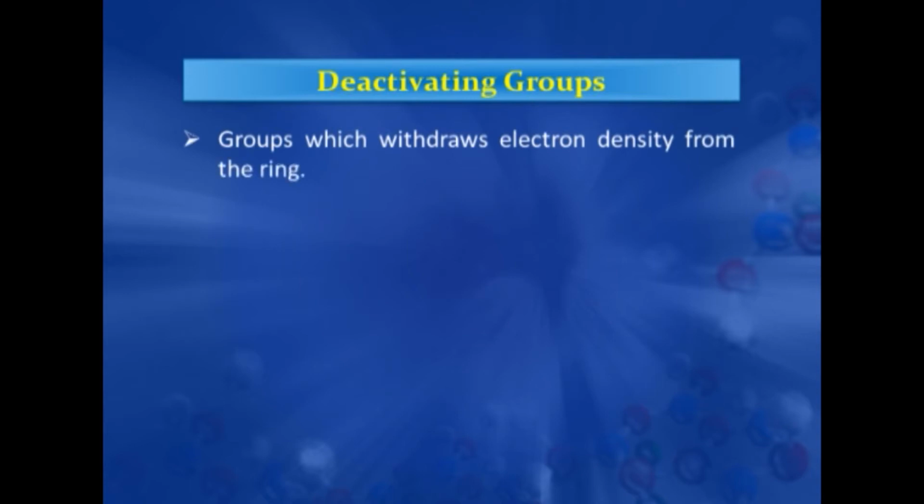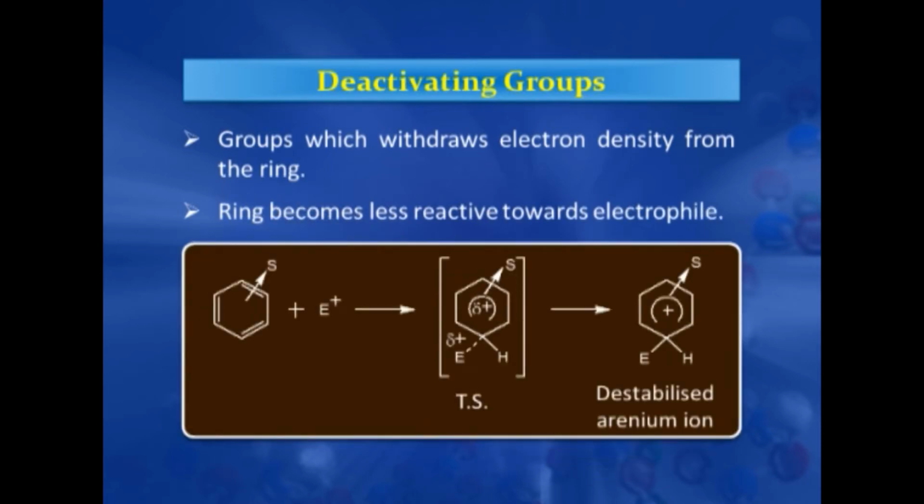Now, deactivating groups are groups which withdraw electron density from the ring, and due to this the ring becomes less reactive towards the electrophile. Now, let us see how. This is a substituted benzene. If attack of the electrophile takes place, we get the intermediate arenium ion. So, if this substituent withdraws electron density from the benzene, then it intensifies the positive charge. That means destabilization of the arenium ion, which means an increase in E activation and a decrease in the rate of reaction.